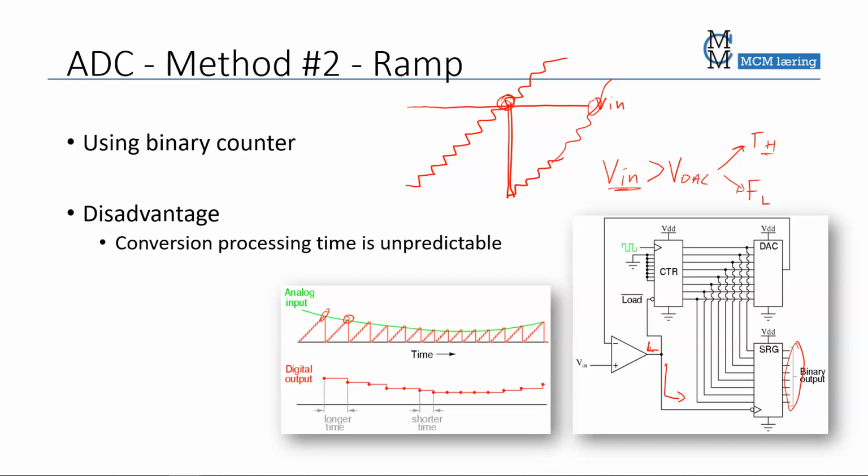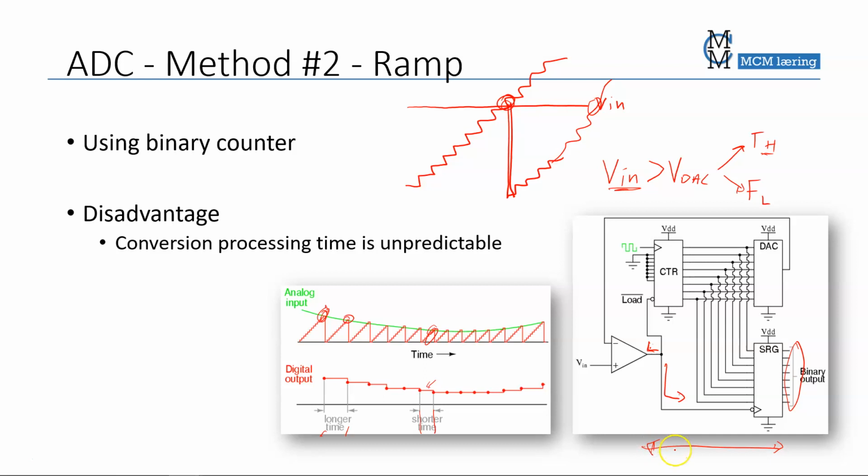Now you see here from this graph, when the voltage is rather high, the conversion takes longer than when the input voltage is low. So the time it takes to do the conversion is not the same for high voltages as for low voltages. So that's a drawback. We really want a converter that takes the same amount of time every time. So this ramp version of an AD converter is not very popular actually.